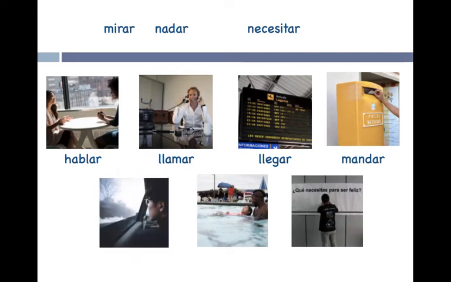¿Cómo se dice to watch? Repita, mirar. The mirror. Watch yourself in the mirror. ¿Cómo se dice to swim? Take a look at what's left. Muy bien. Repita, nadar. And how do you say all the syllables? Four syllables for to need. Repita, necesitar.